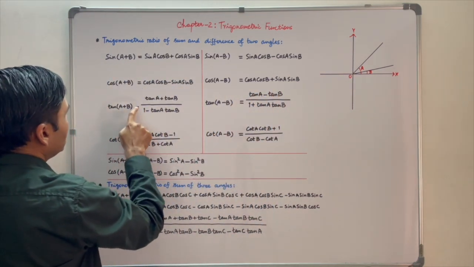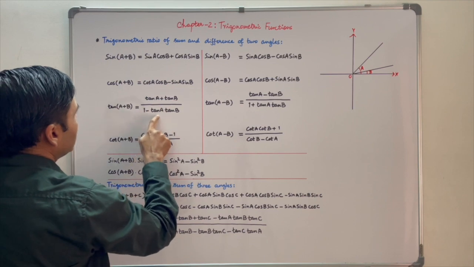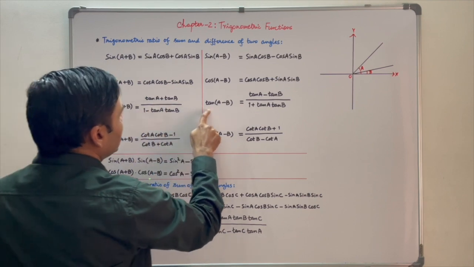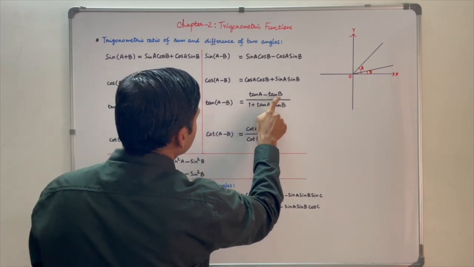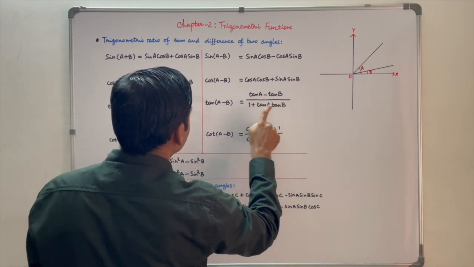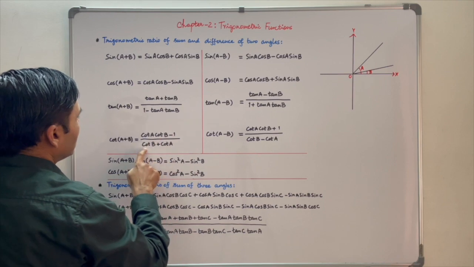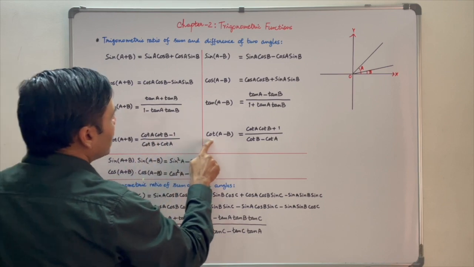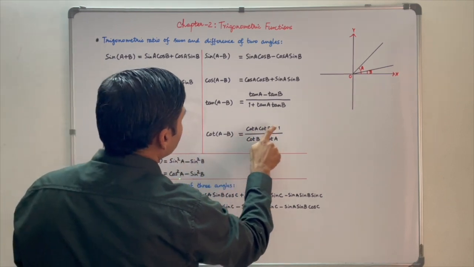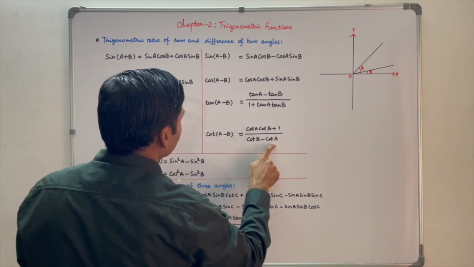Tan A plus B is equal to tan A plus tan B upon 1 minus tan A tan B. Tan A minus B is equal to tan A minus tan B upon 1 plus tan A tan B. Cot A plus B is equal to cot A cot B minus 1 upon cot B plus cot A. Cot A minus B is equal to cot A cot B plus 1 upon cot B minus cot A.